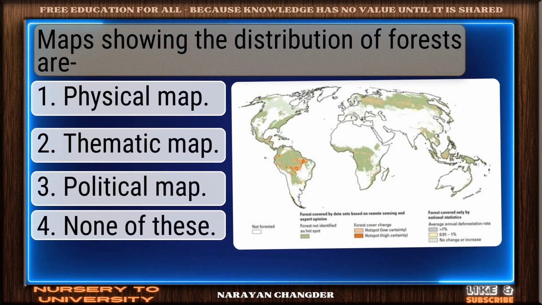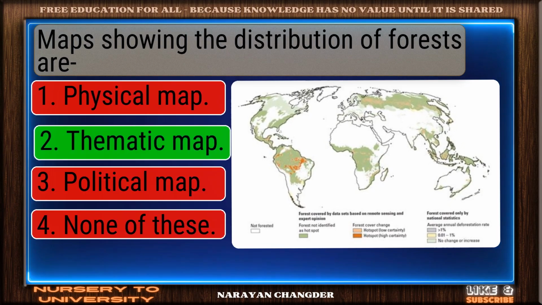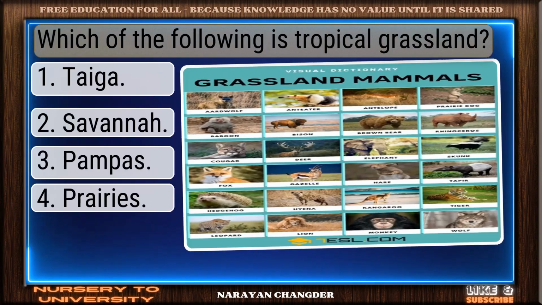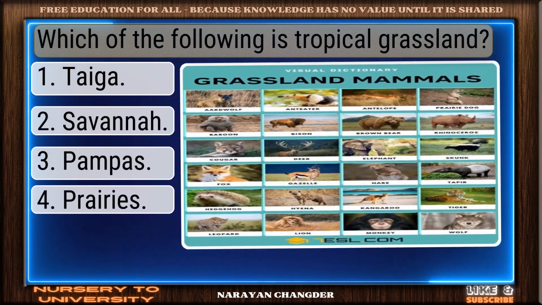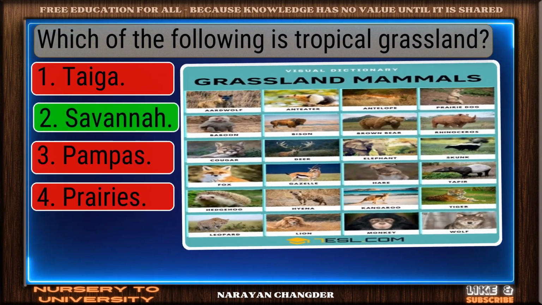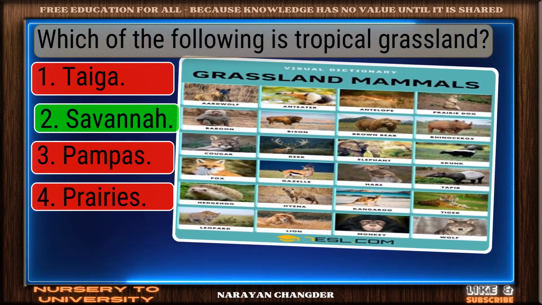Maps showing the distribution of forests are. Correct. Thematic map is the right answer. Which of the following is tropical grassland? You got it. Your choice, Savannah, is right.